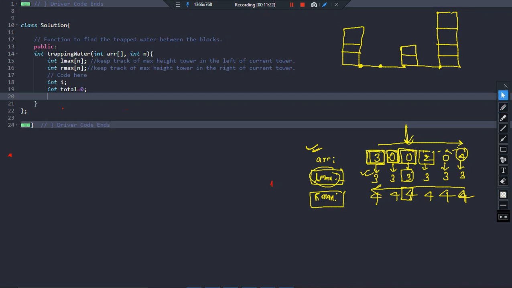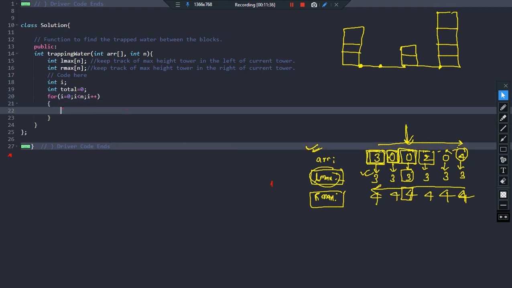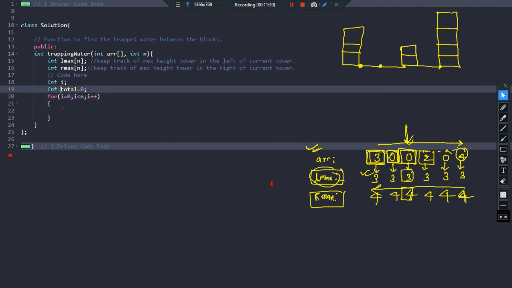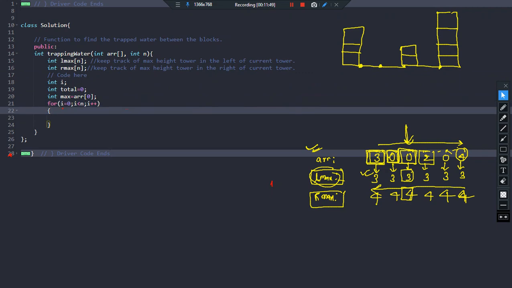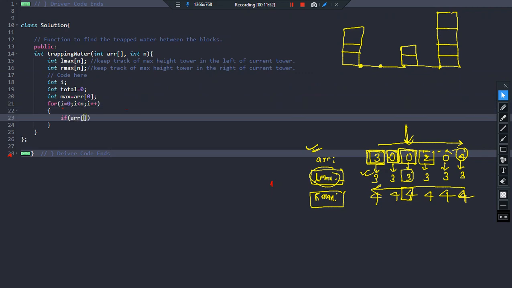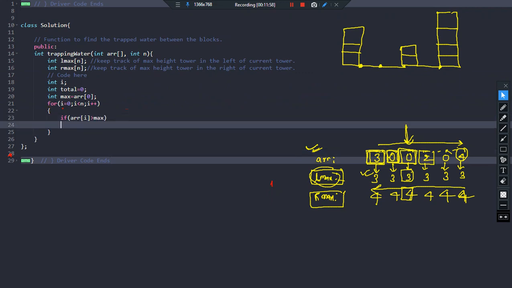For that, as I said, first of all we keep track of the maximum height tower in the left and the maximum height tower in the right. So I will run a loop from 0 till n, i plus plus. Initially I will declare an integer variable. You can do all this in a single line, I am just writing separately, no problem. Integer max equal to array of 0. Initially I suppose the very first element is the maximum element. Then I check that if array of i is greater than max, we update our max to that array value.